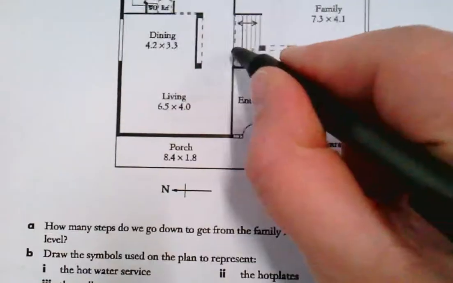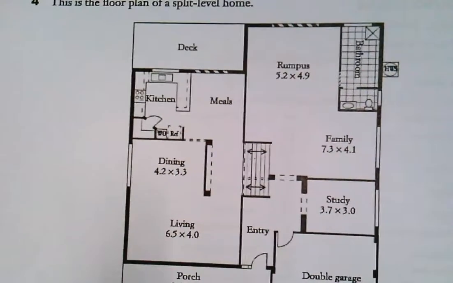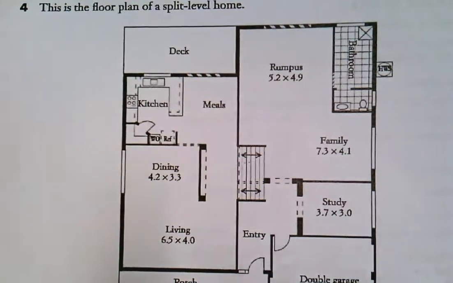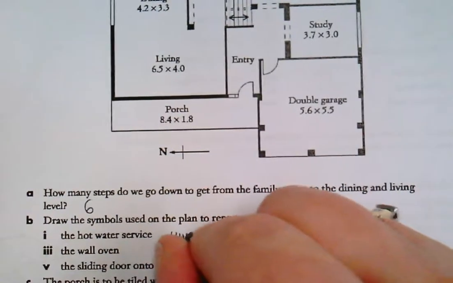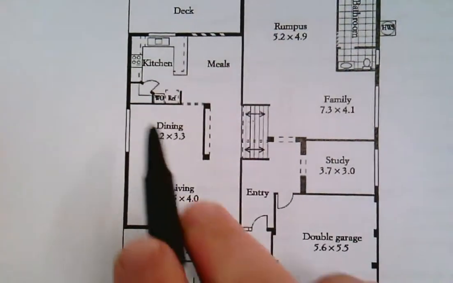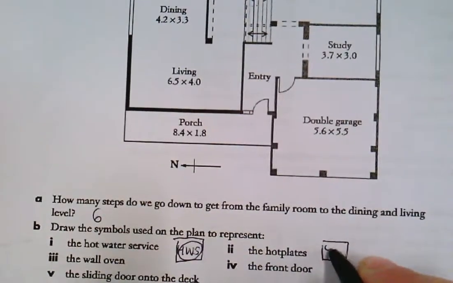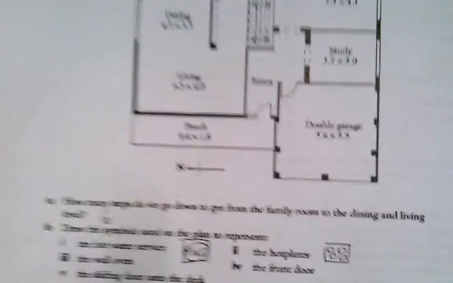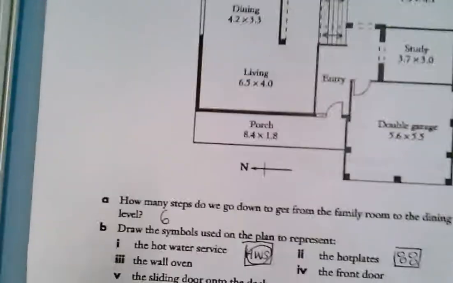Steps there. The hot water service is going to be located near the bathroom, and it just looks like this, a circle with HWS. The hot plates would be in the kitchen. They look like this, a square thing with 4 circles. So that's the symbol for your hot plates. The wall oven would be in the kitchen. It looks like just this square with WO.